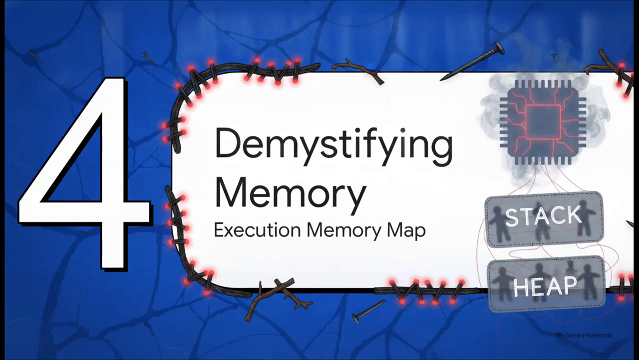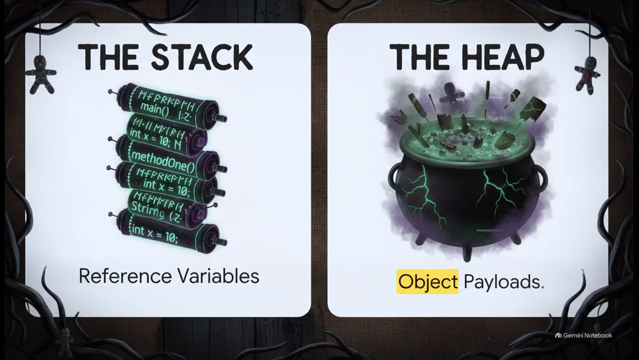Section 4, demystifying memory. To figure this out, we actually need to look under the hood at Java's execution memory map. Based on Dr. Gupta's notes, Java splits its memory into two totally distinct realms, the stack and the heap. The stack is super organized, really fast, and it holds your local variables. The heap, though, that's a massive open space for your dynamic object payloads. And you absolutely cannot understand the voodoo effect without getting this separation.